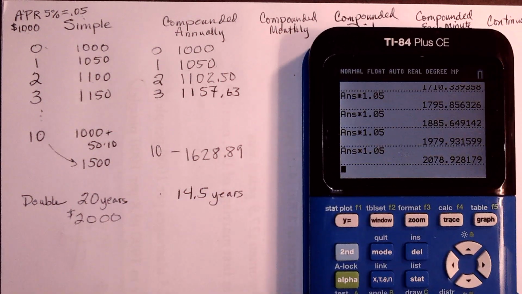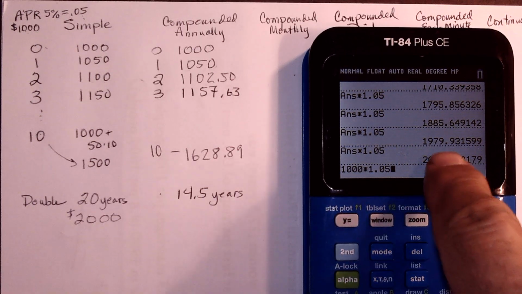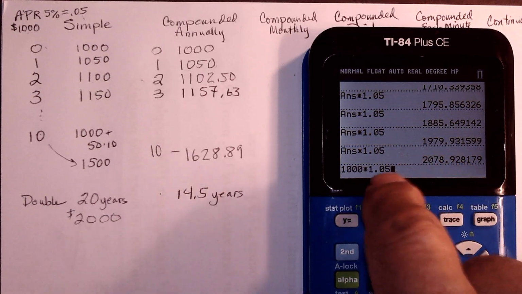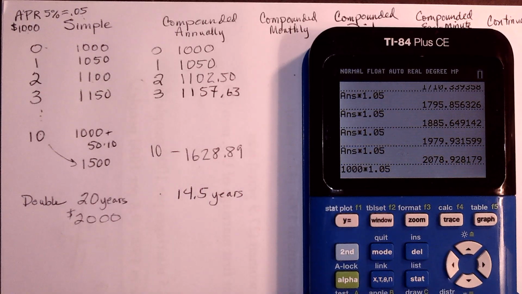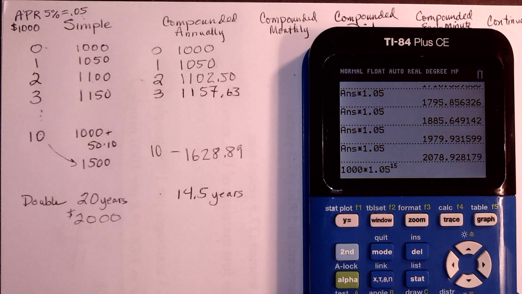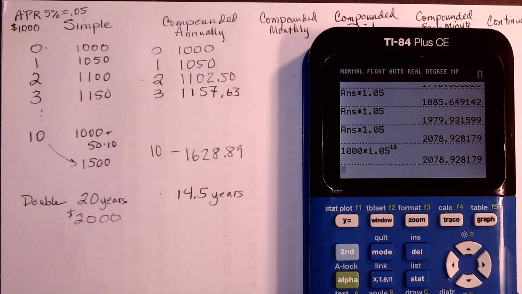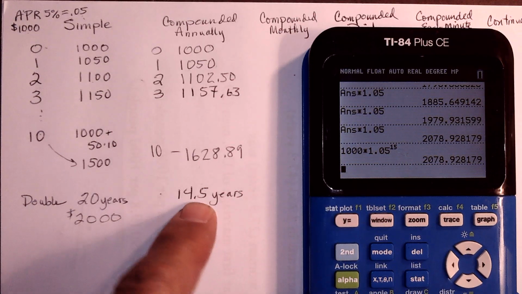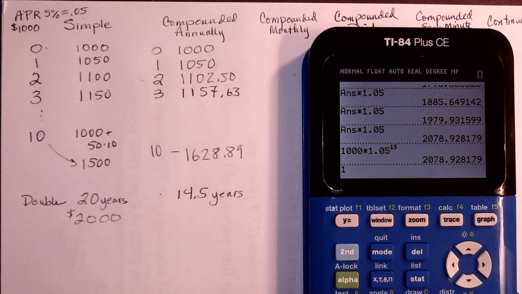So let's now talk about what I just did. I did 1,000 times 1.05, and I did it 15 times. I did this, so I can go to the power of 15, and I should get the same answer. And I'm estimating 14.5 to double. Let's see if that's right.